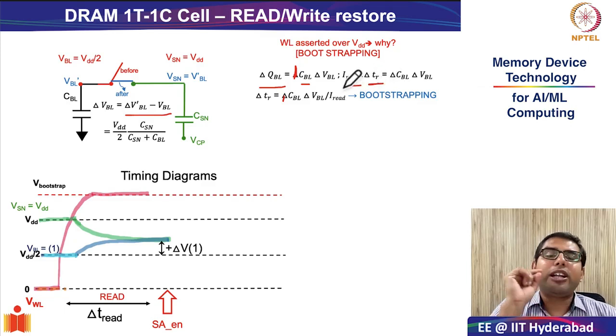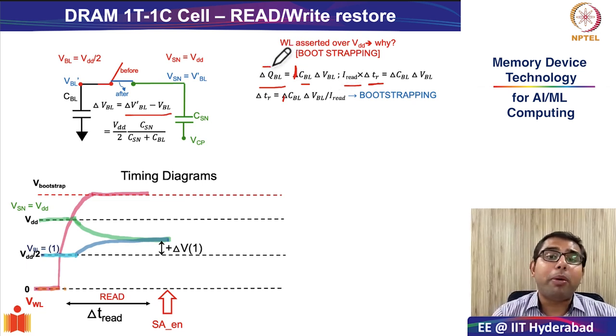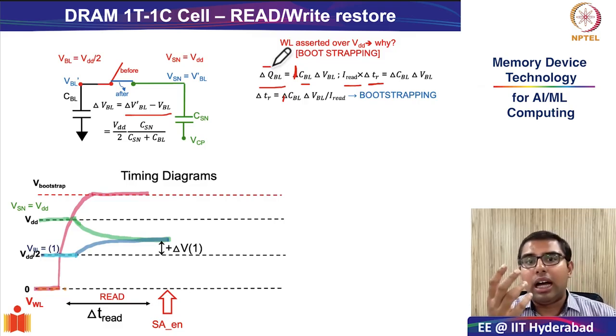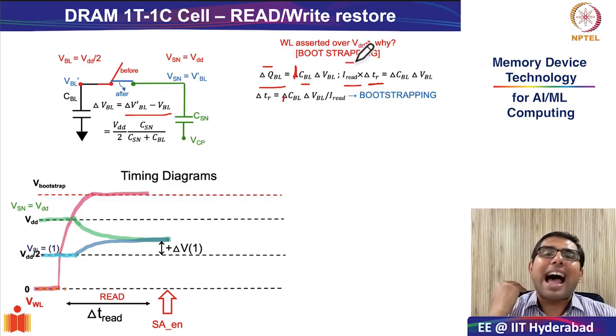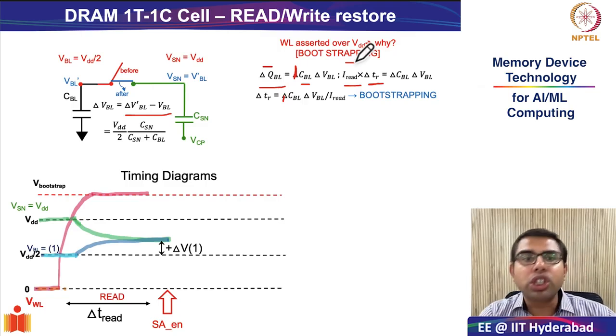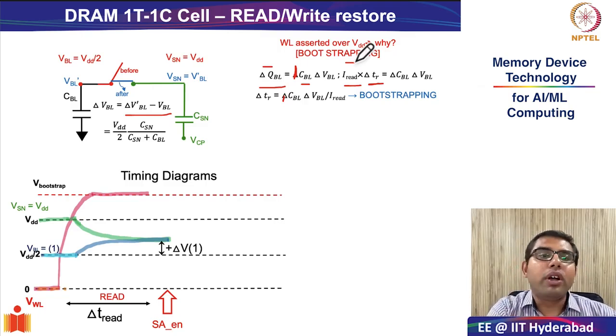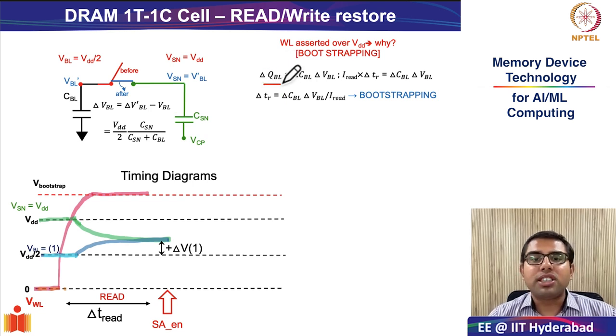I read multiplied by delta T read will roughly give you the charge transfer that happened during the read process. Of course, I'm making certain assumptions here that we have to discuss, and that is that I am assuming that I read is just the average current. Of course, in transients there is nothing called constant I read. I'm just saying that this is the average read current that flows throughout the read transients. So I read into delta T read is what I have replaced the LHS of the first equation with, and that will be equal to CBL into delta VBL.